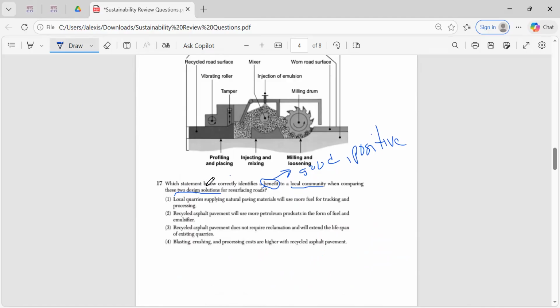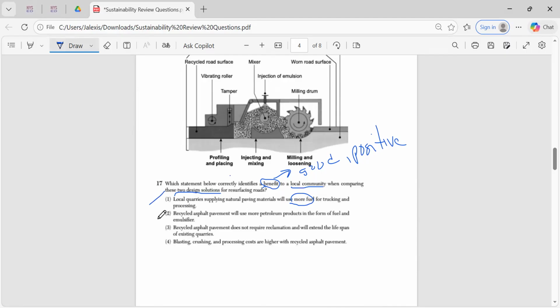So when I'm looking at this statement and it says correctly identifies a benefit, this is going to be key, because when I'm looking at my multiple choices, I'm going to use process of elimination. I'm going to eliminate what does not sound like a benefit to the local community. All right, local quarries supplying natural paving materials will use more fuel for trucking and processing. Whoa, using more fuel, that doesn't sound like a benefit. I may have to pass that one.